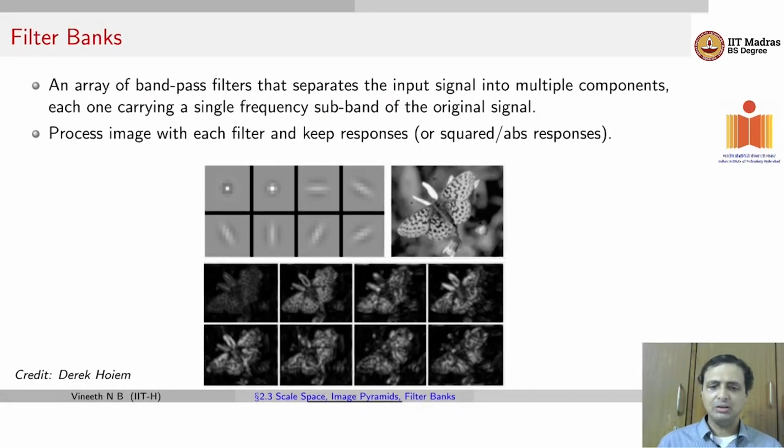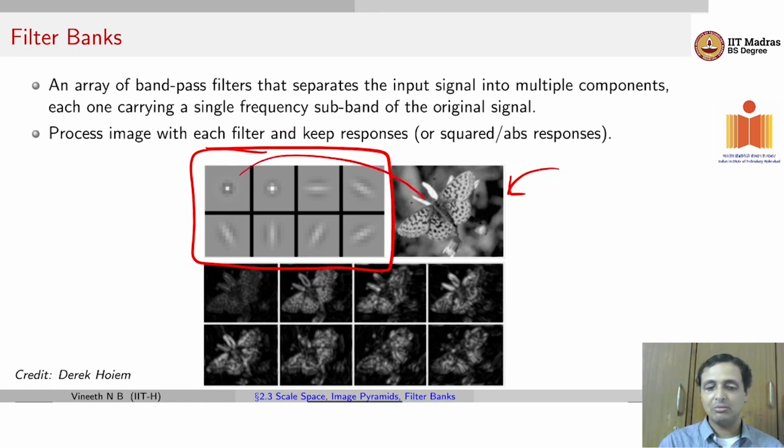Here is a visual illustration. So you process an image with different filters. You see here 8 different filters that you can come up with. This is your input image. So you convolve each filter with the image, and these are the responses that you get. As you can see, each of these outputs captures different aspects of the texture or the content in that butterfly, and they all put together give you a sense of what is the texture in the image.